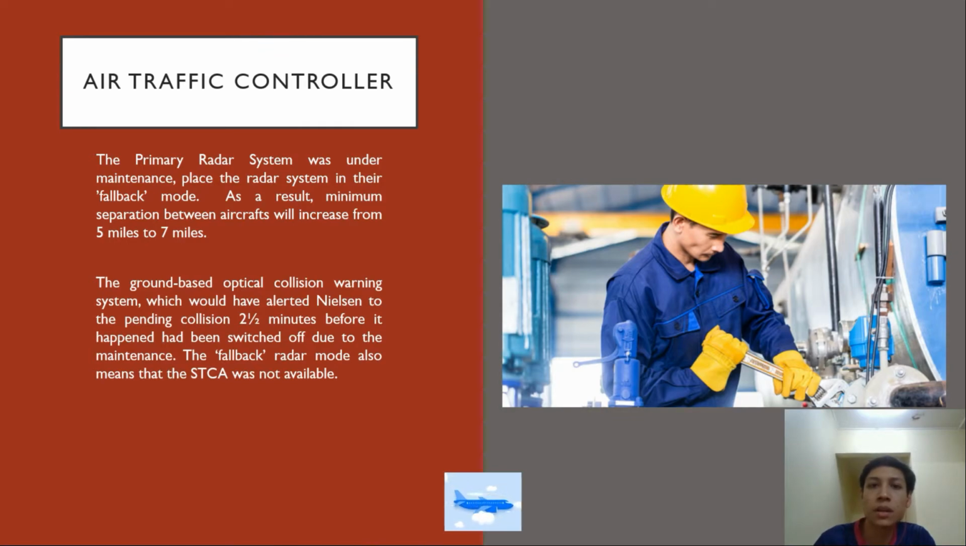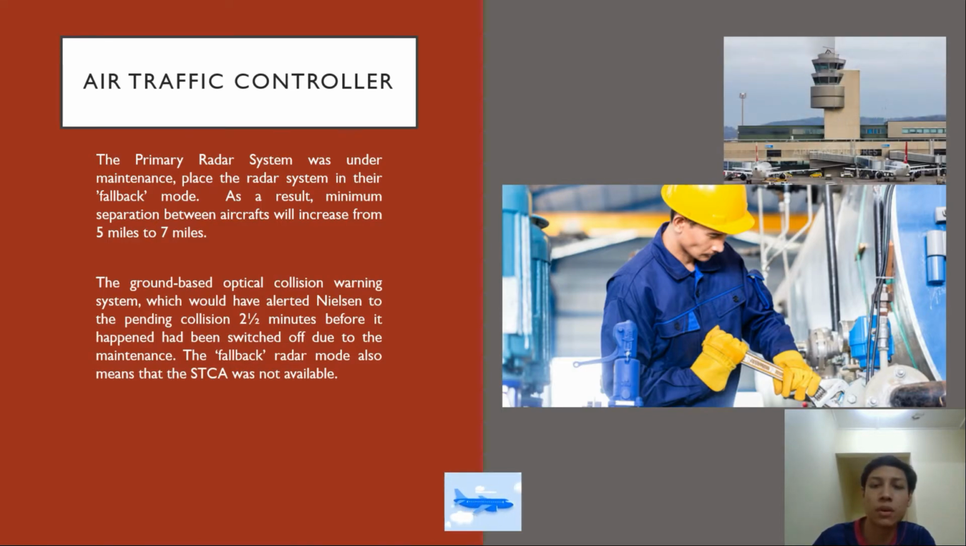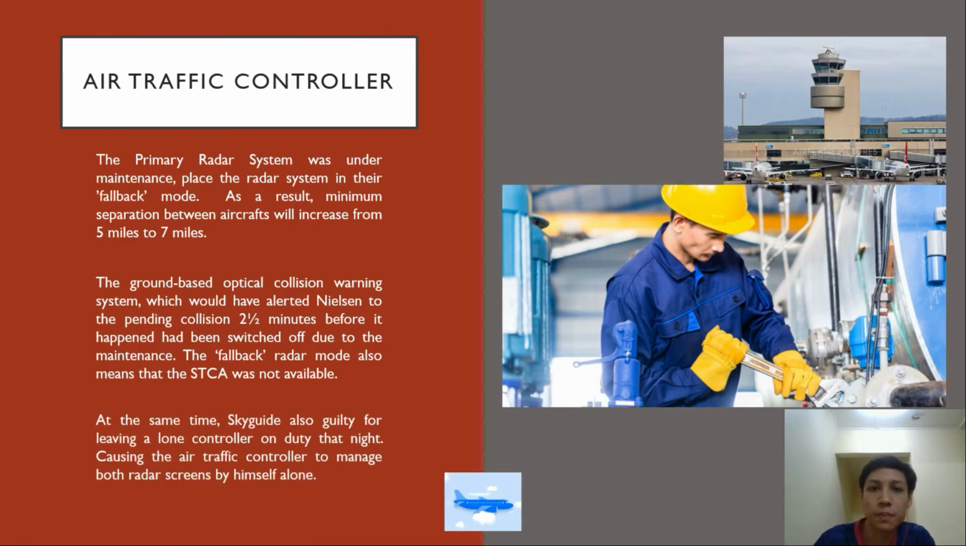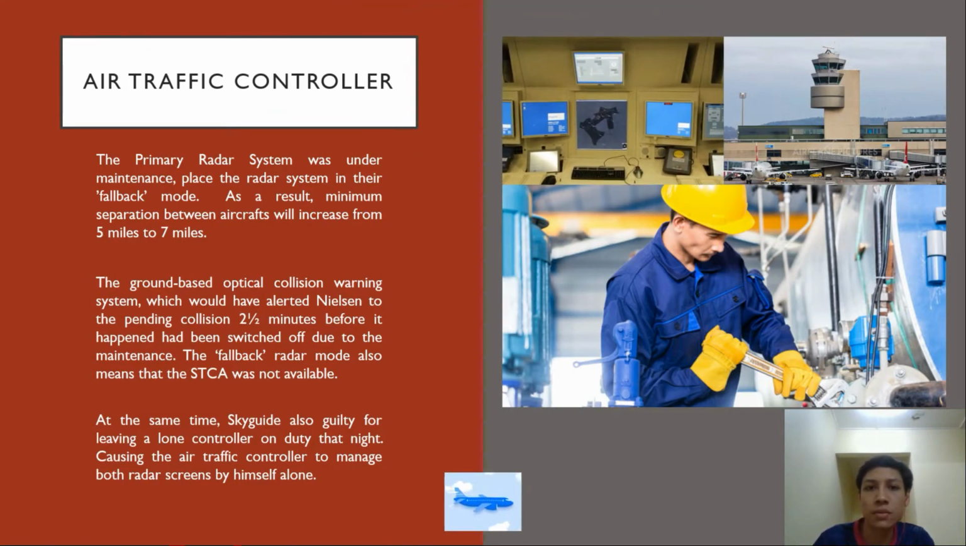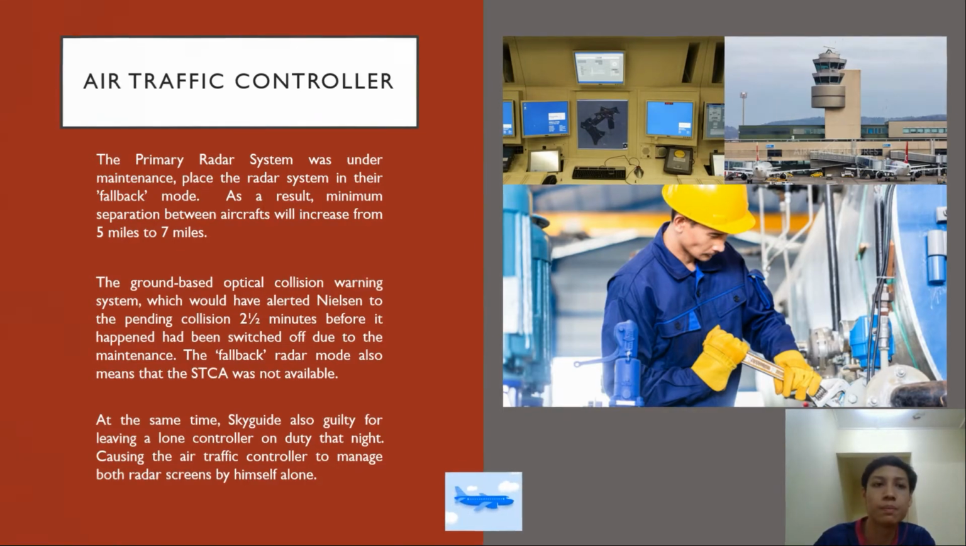The ground-based optical collision warning system, which would have alerted Nielsen to the pending collision 2.5 minutes before it happened, had been switched off because of the maintenance. The fallback radar mode also means that the STCA mode was not available at that time. At the time, Skyguard was also guilty of leaving a lone controller on duty that night, causing the air traffic controller to manage both radar screens by himself alone.